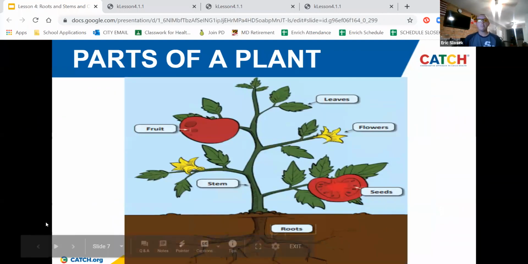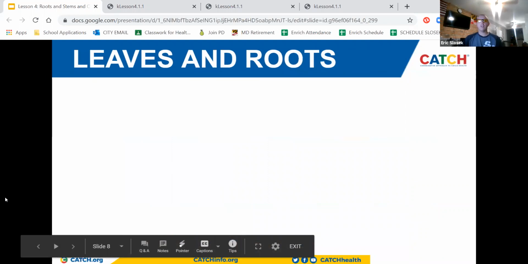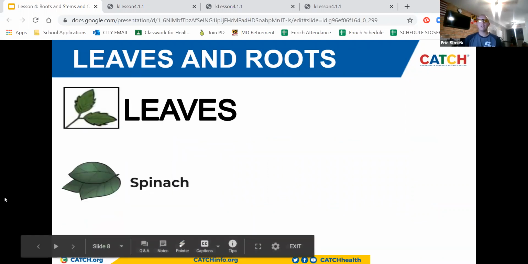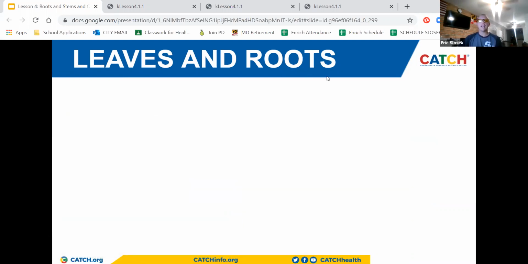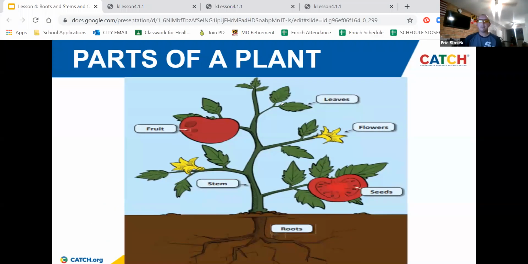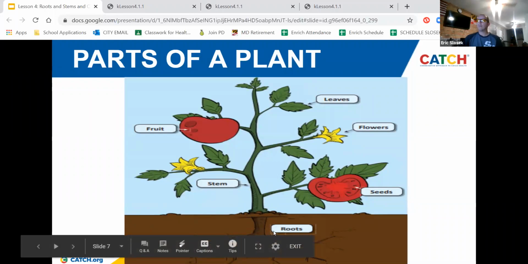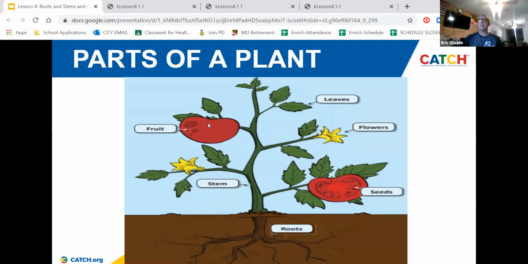So here are the parts of a plant, okay? We have different parts of our plant. You have leaves, you have flowers that are parts of plants, you have seeds, you have roots, which are down in the ground, the stem, which is kind of what comes out of the ground, and then the fruit that might come from the roots, the stem, and then off of some of the leaves potentially, okay?